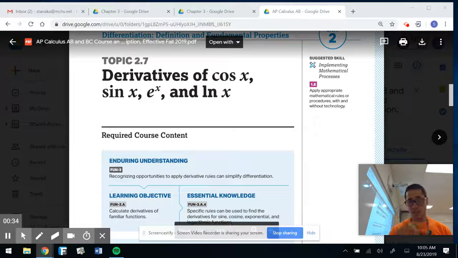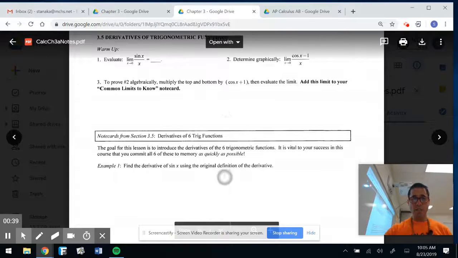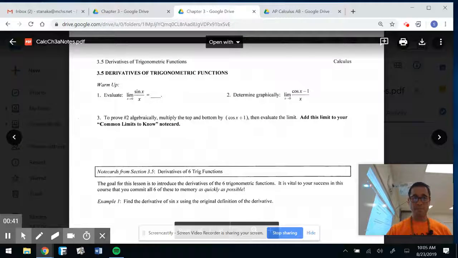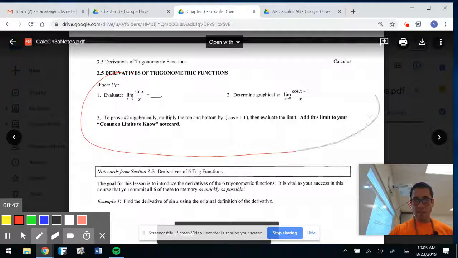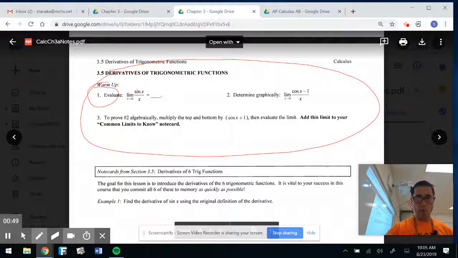You can take a look at that and see what we're doing right here. We kind of get this unit started with a little bit of a warm up. What I want you to do is we have these warm ups right here. We better know this bad boy. The limit as x approaches 0 of sine x over x is equal to 1.